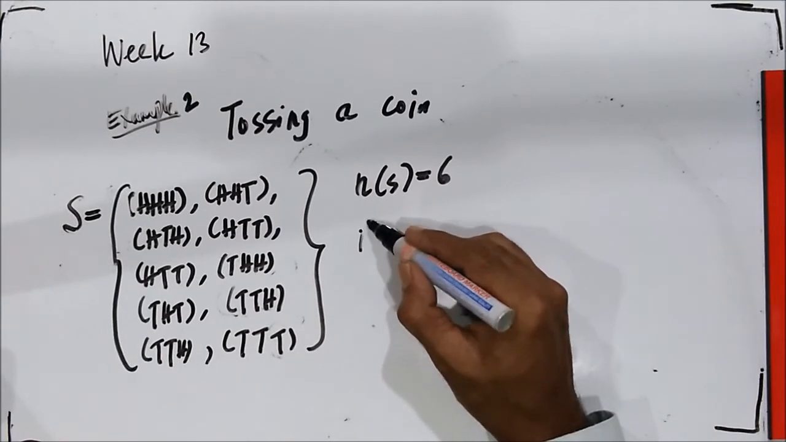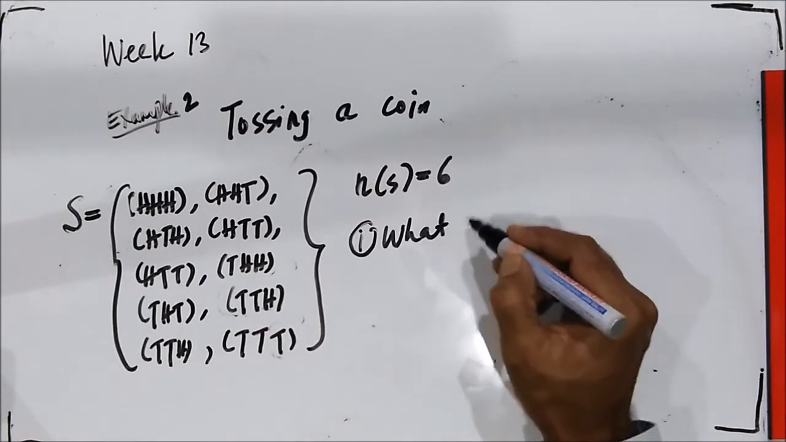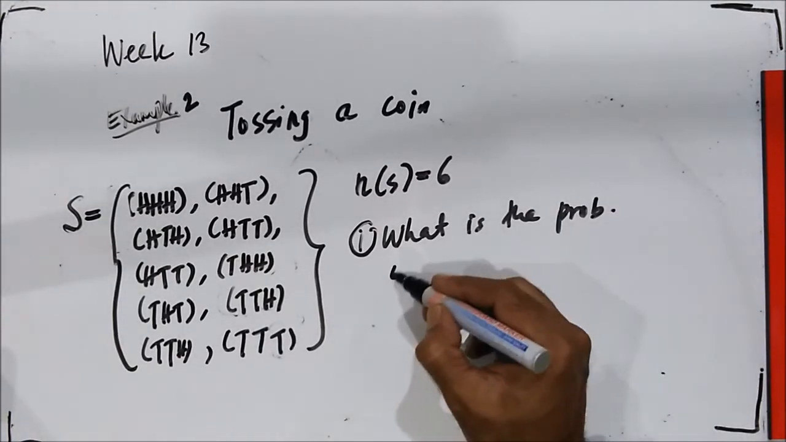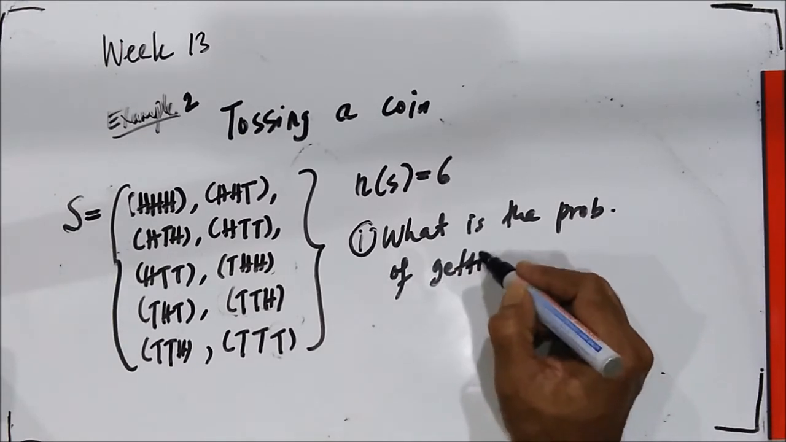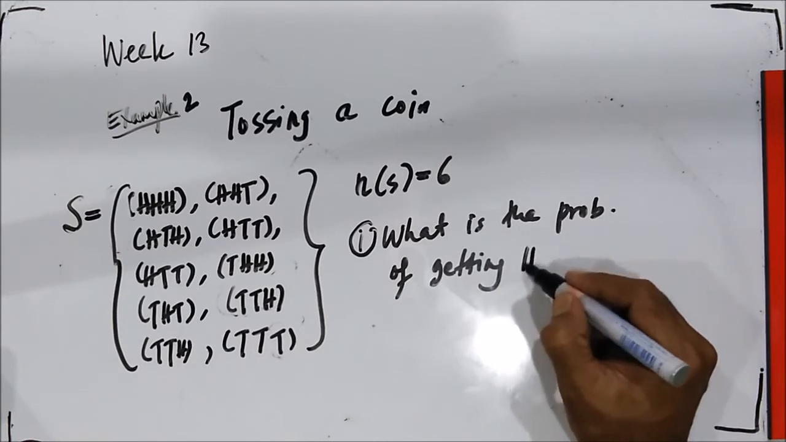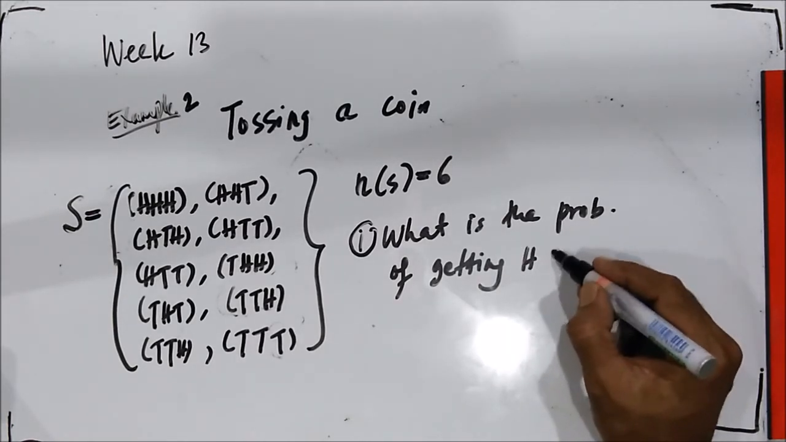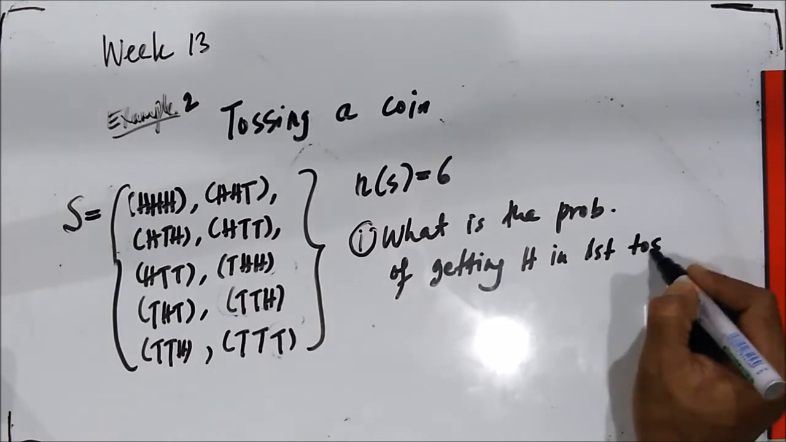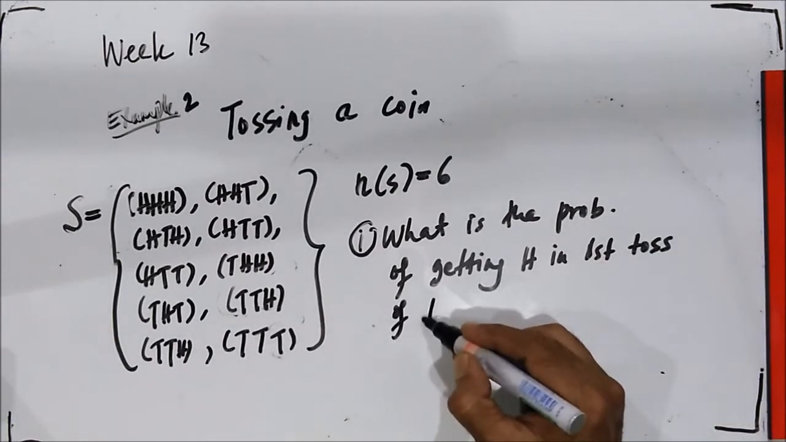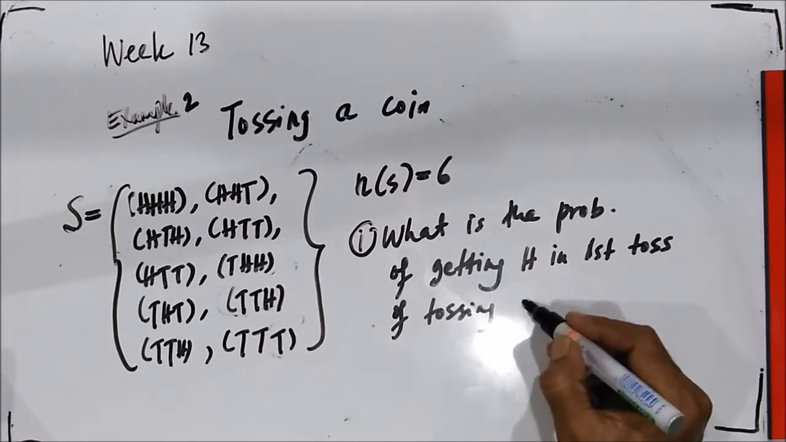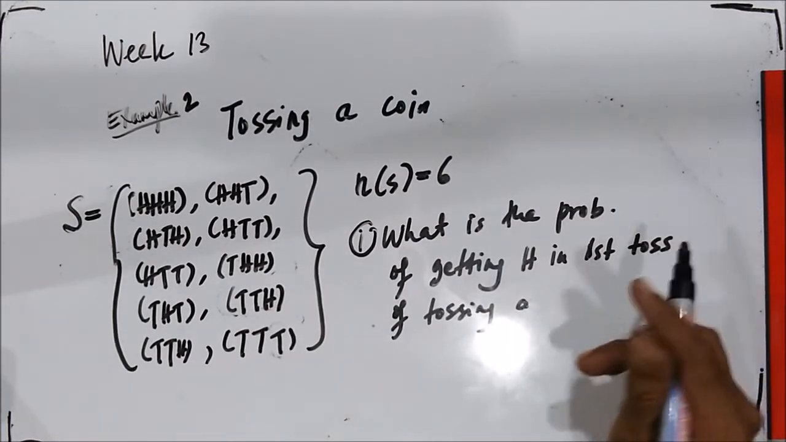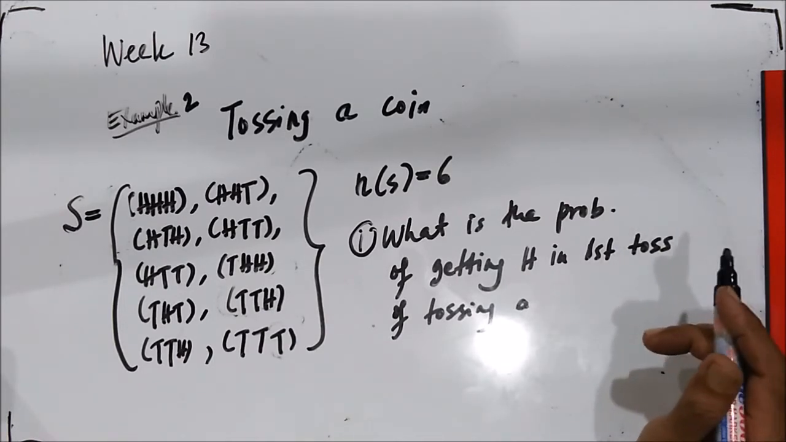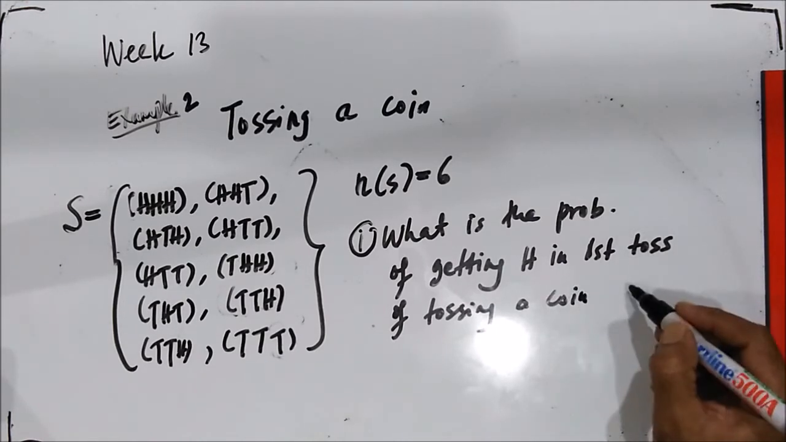Let's say I want to find what is the probability of getting a hit in the first toss of tossing a coin 3 times.